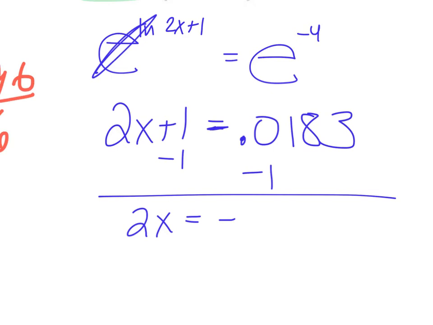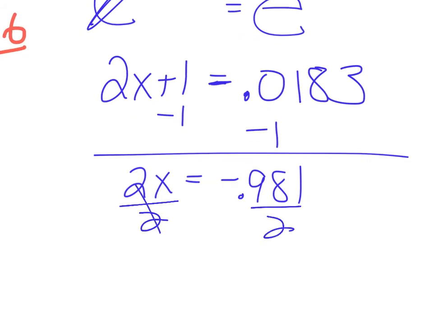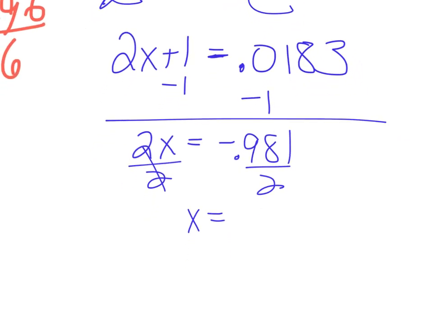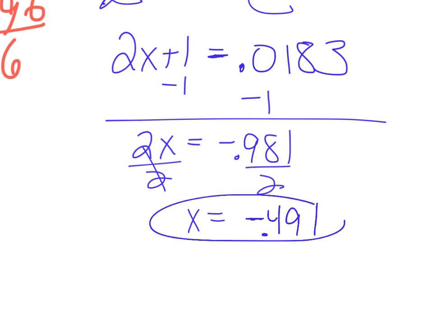Negative what? Guys, was it negative 0.0183 or positive? It was positive, right? So it's 0.0183 minus 1, right? It's negative 0.981. And then what do we do? Divide by 2. So x equals about negative 0.491. Okay. All right.